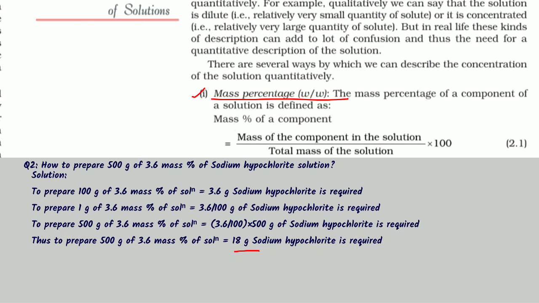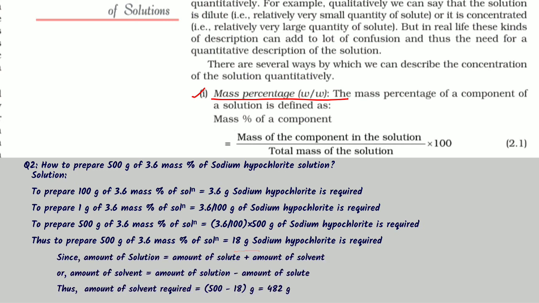So that means we need 18 gram of sodium hypochlorite, not solution, so sodium hypochlorite solute, that means the solid. We have to add this 18 gram of sodium hypochlorite in water to prepare 500 gram of solution. But how much water do we need? To calculate how much water is required to prepare this 500 gram, we have to subtract the amount of the solute from the amount of the solution, then we will get the amount of the solvent, because we know that solution is equal to solvent plus solute. To know the amount of solvent, we have to subtract the amount of solute from the solution. Understand? So if you subtract 18 from 500, it will be 482.